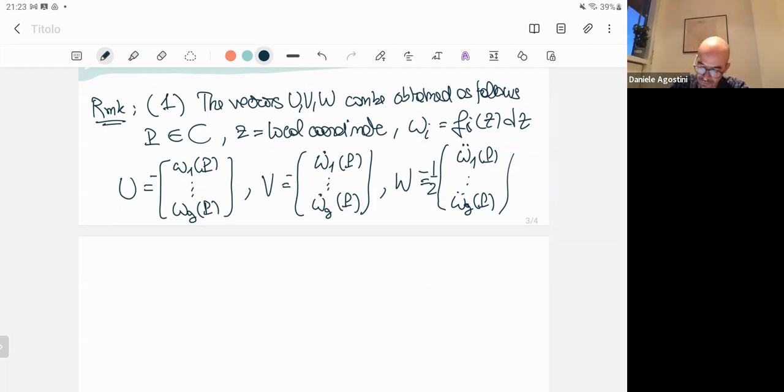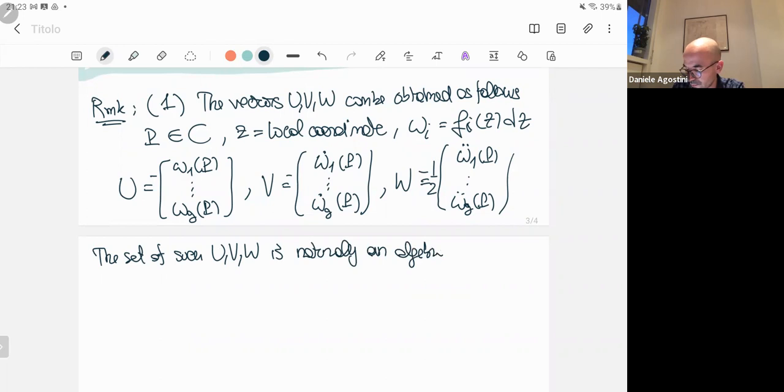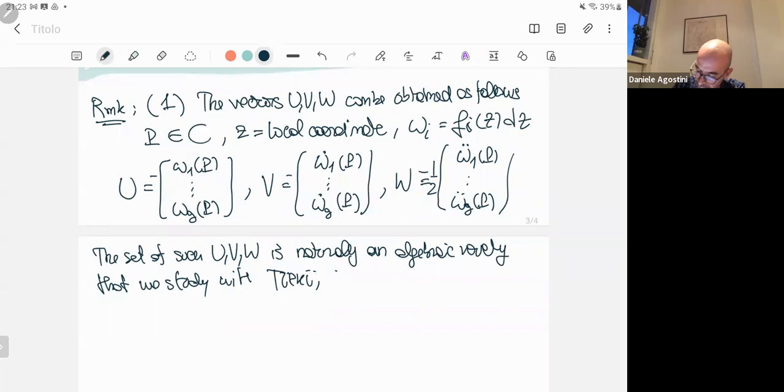These things that I defined depend on the local coordinate. So you can change a local coordinate and see how u, v, and w change. What you realize at the end is that the set of such u, v, w is naturally an algebraic variety, that we study with Turku, who is here, and Sturmfels. And we call it the Dubrovin threefold of C.